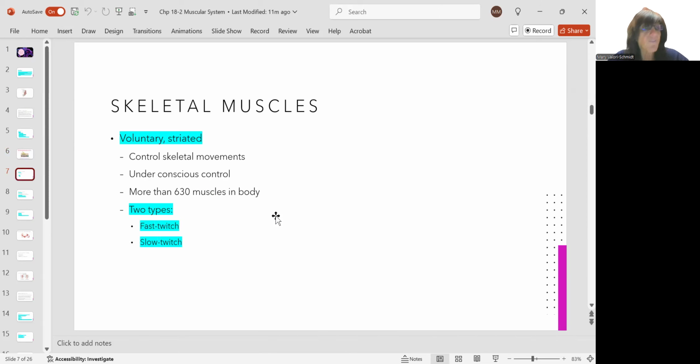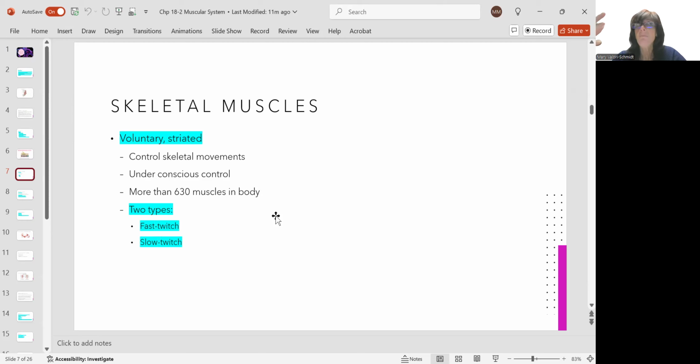So skeletal muscles, they're voluntary, they're striated, they control all your skeletal movements, they're consciously controlled by us. And there's more than 630 muscles in our body. And if we wanted to break it down even more, we could break it down by fast twitch or slow twitch. People that are really into the gym and working out will talk a lot about fast twitch and slow twitch muscle fibers and how you need to work both of them in order to build muscle mass, because they have memory. There's something called muscle memory.